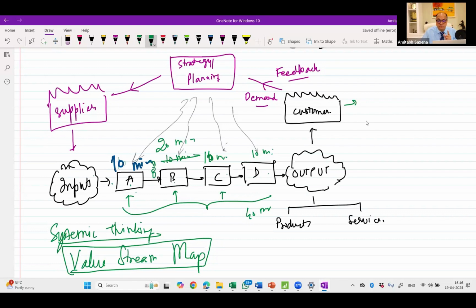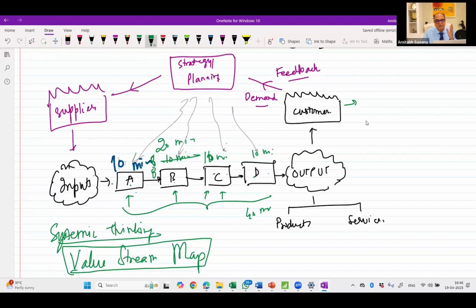There will be a queue. There will be a waiting time. You'll find people waiting in front of that workstation. This waiting time is a waste. Waiting time, queue, it's a waste. You'll find that C is idle. C is waiting for B to complete the job. So what I will do, I will improve B. This is known as theory of constraints. I will improve B. I'll not focus on C or D.